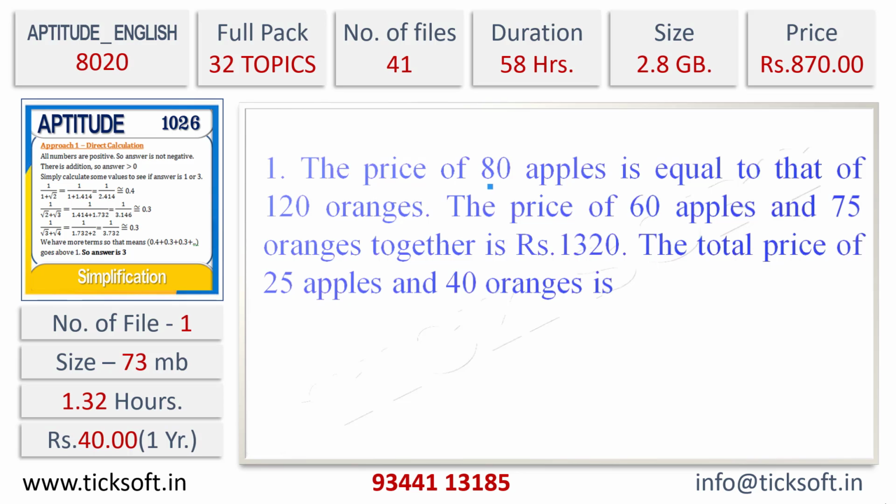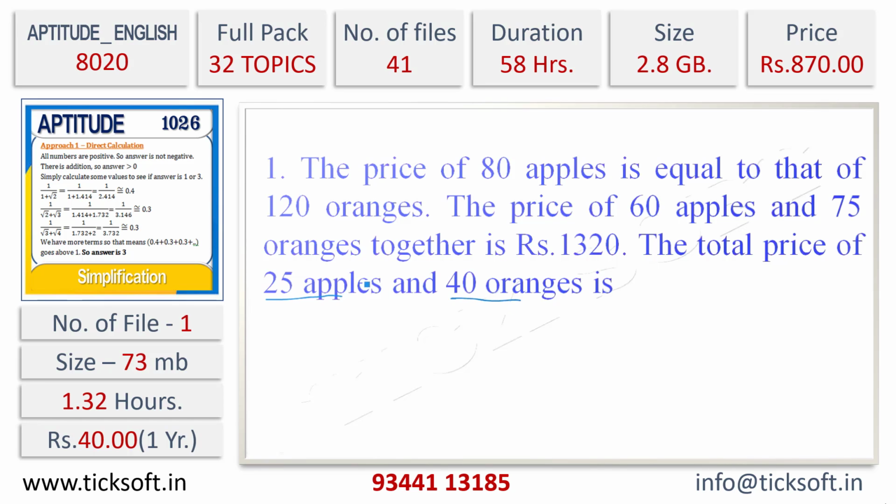The question is, the price of 80 apples is equal to that of 120 oranges. The price of 60 apples and 75 oranges together is rupees 1320. The total price of 25 apples and 40 oranges is? So here, we have to find out the total price of 25 apples and 40 oranges.